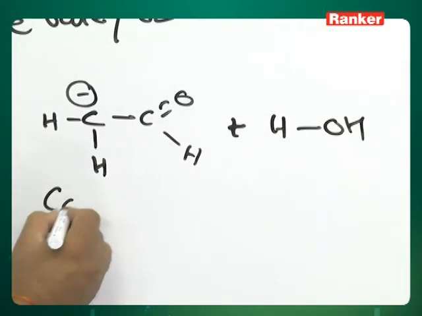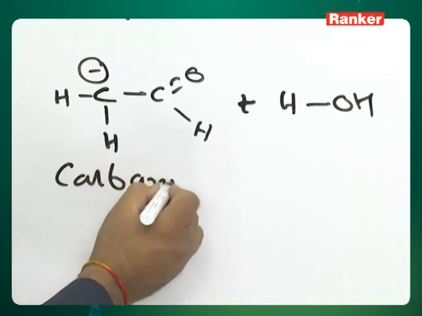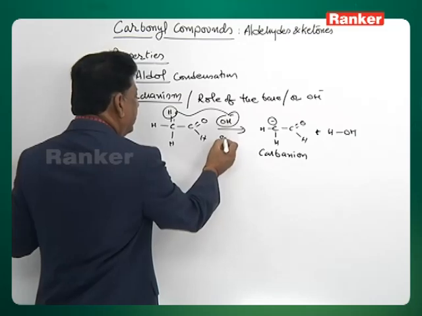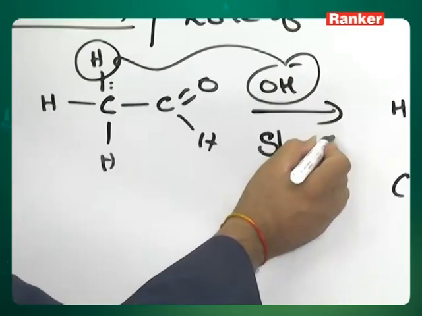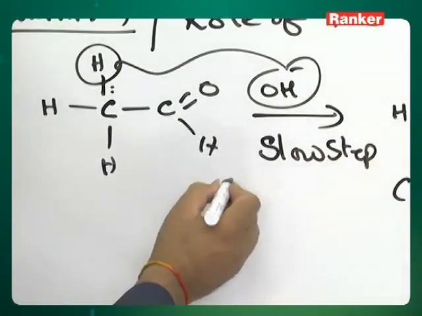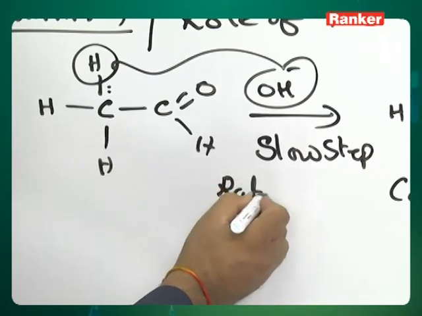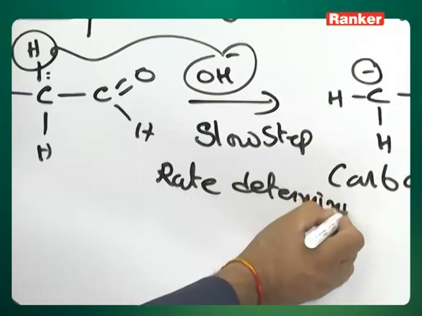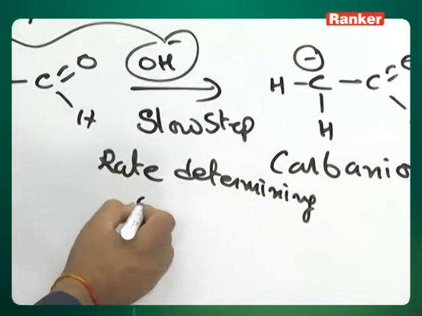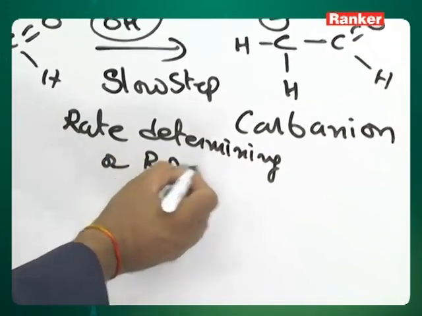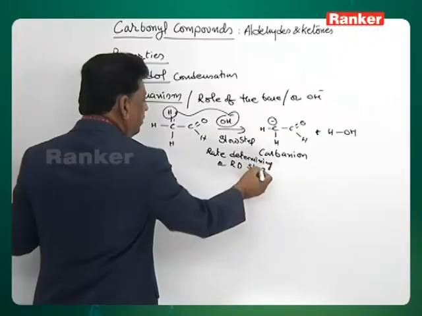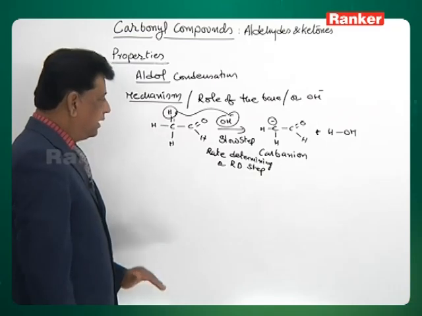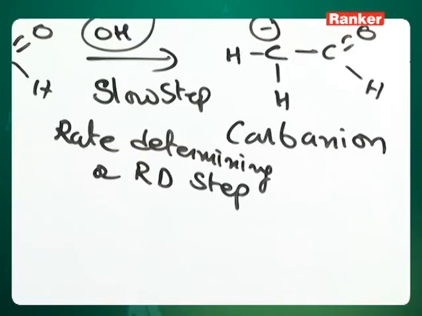Now, this is called a carbanion. This will be observed as a slow step, also called the rate determining step, or RD step. Several times this type of question comes. There will be different steps written and you are asked which is the rate determining step.